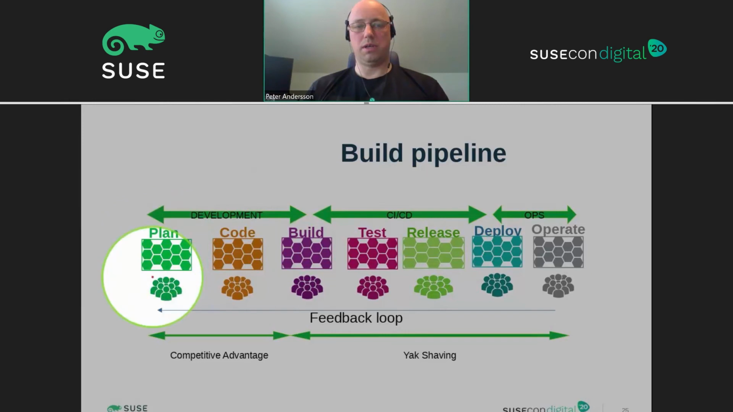So what we do in an organization is plan, we code, we build it, we test it, we release it, and deploy it and operate. All these steps are necessary, and we have the feedback loop. So every step is done in iterations.